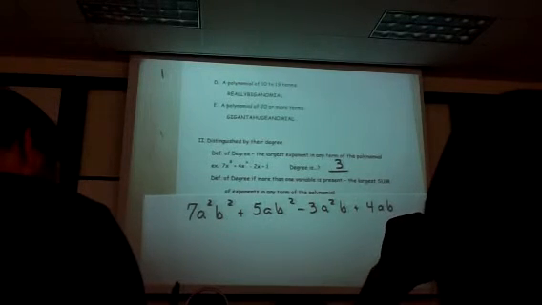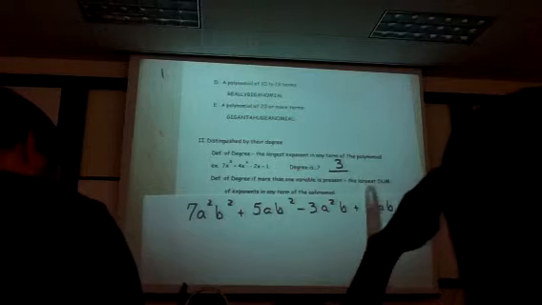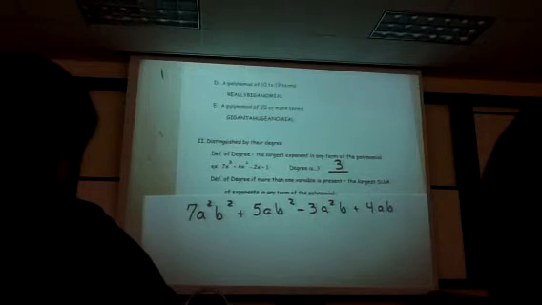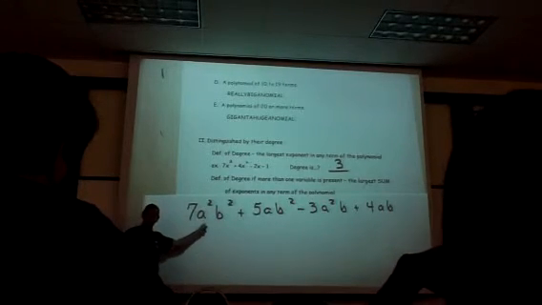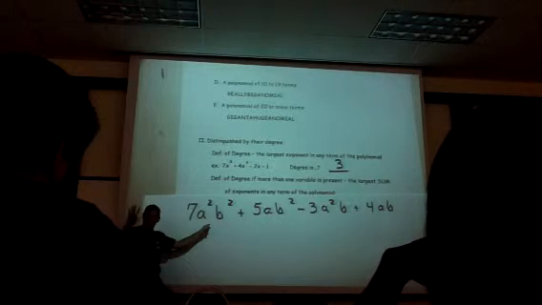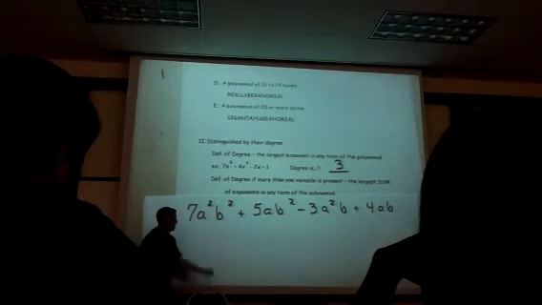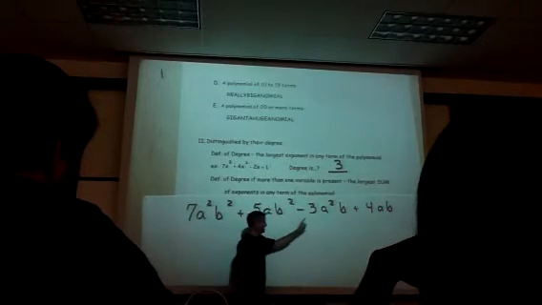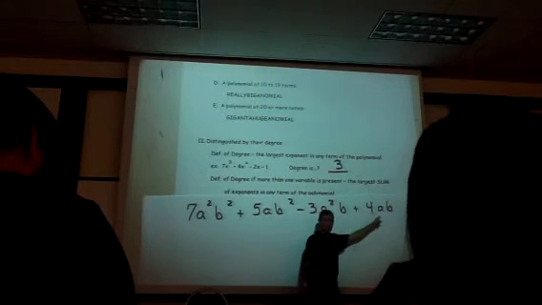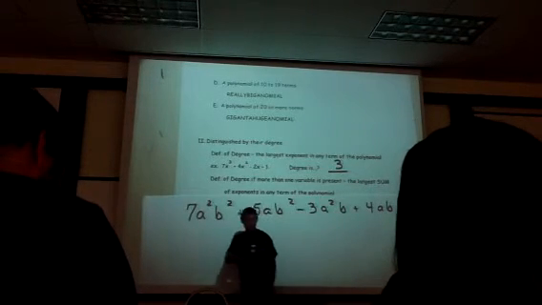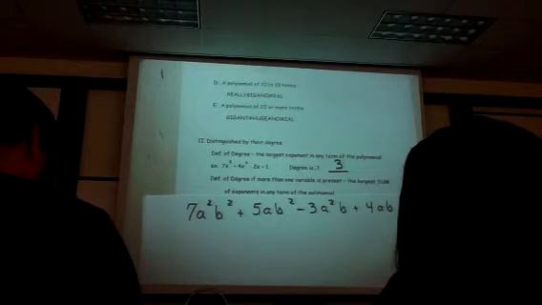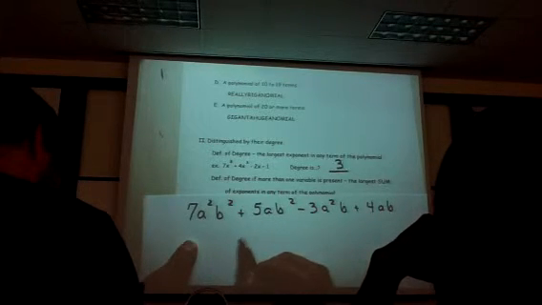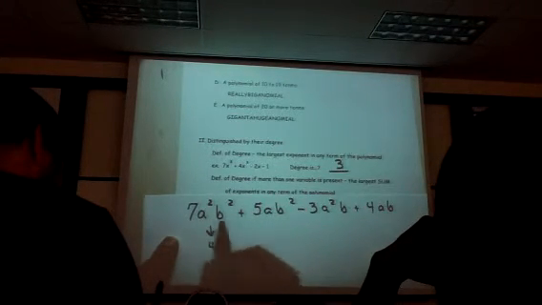Well, the definition says the largest sum of exponents in any term. So what's the sum of the exponents for this first term? 4. 2 plus 2 is 4, right? What's the sum of the exponents here? 3. Did you notice, did you add that invisible one there? And the sum of the exponents here? 3. And the sum of the exponents here? 2. So I got a 4, 3, 3, 2, right? For the sum of the exponents. So, the degree of this polynomial is going to be what? 4. It's the largest sum. It's this guy right here.